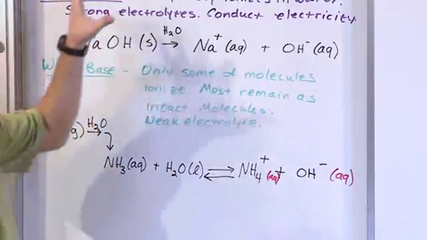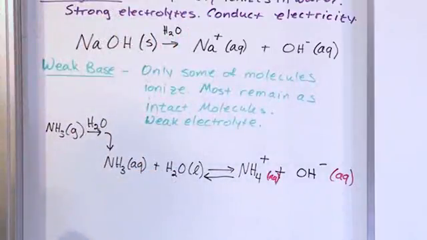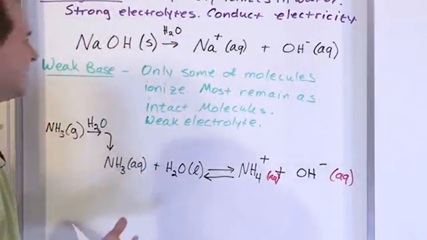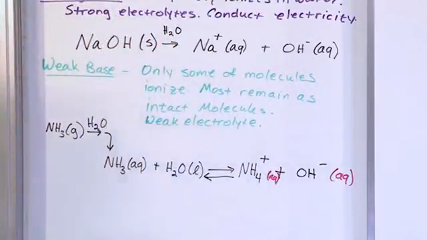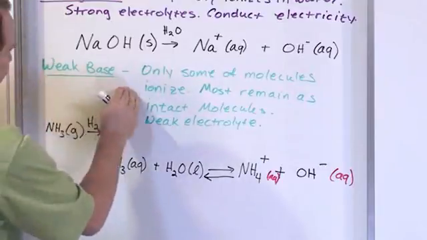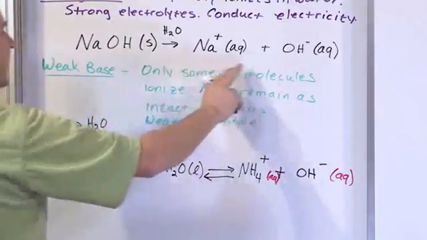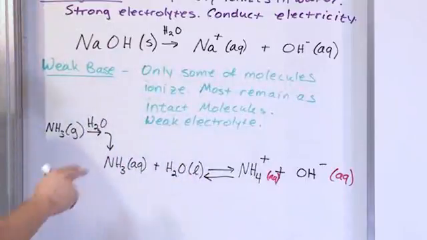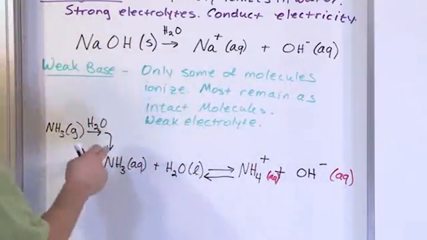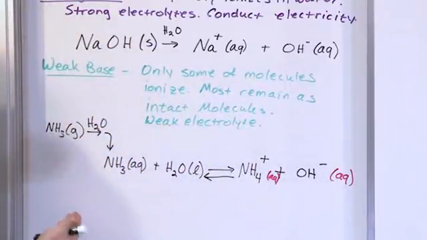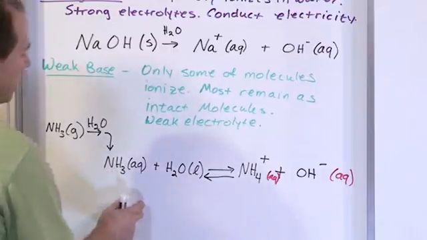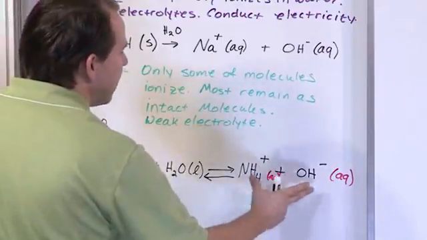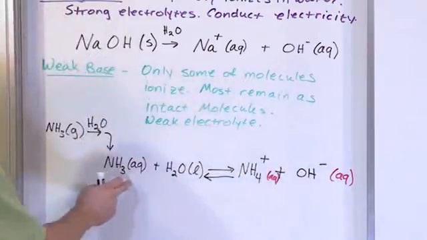But for the purpose of this class, this lesson that we're talking about on bases, I'm just telling you that an example of a weak base is when only some of the molecules ionize, most remain as intact molecules. Ammonia likes to remain as an intact molecule as much as it can. Some of it does react with water to produce this, but these things like to combine to produce the molecules.